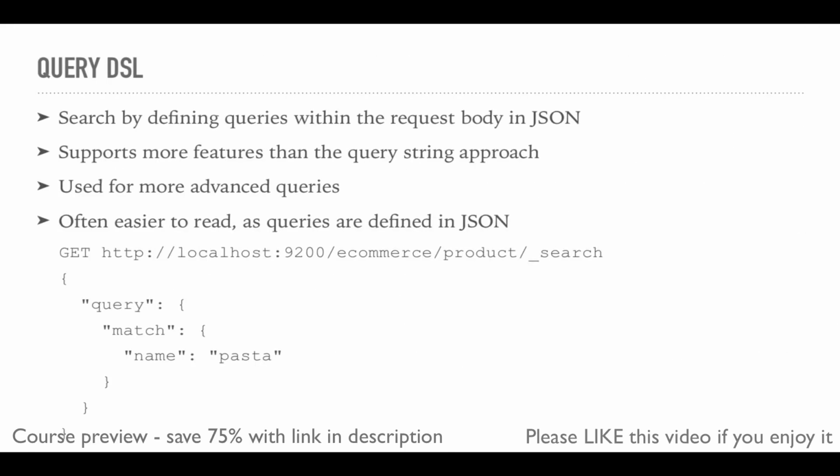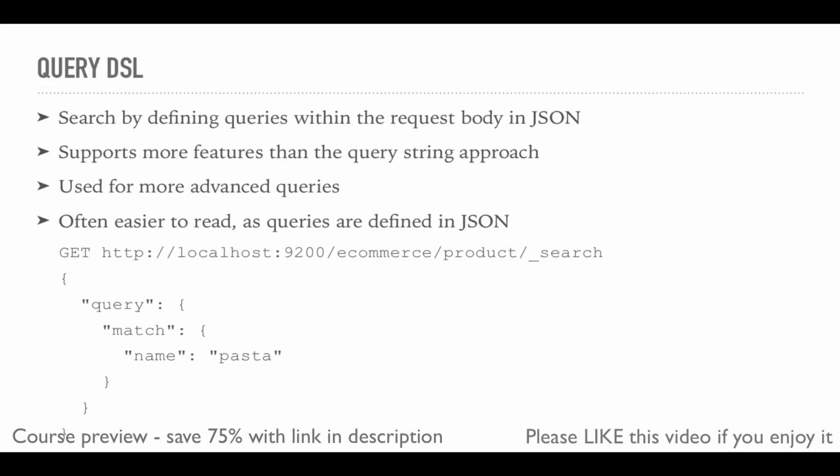The other way is using the so-called query DSL. With this approach, a query is defined in JSON within the request body of a request, rather than in the URL. The query DSL is more flexible and supports more features than the query string approach, and is therefore often used for more advanced queries. For more complex queries, the JSON can also be easier to read than a long query string.